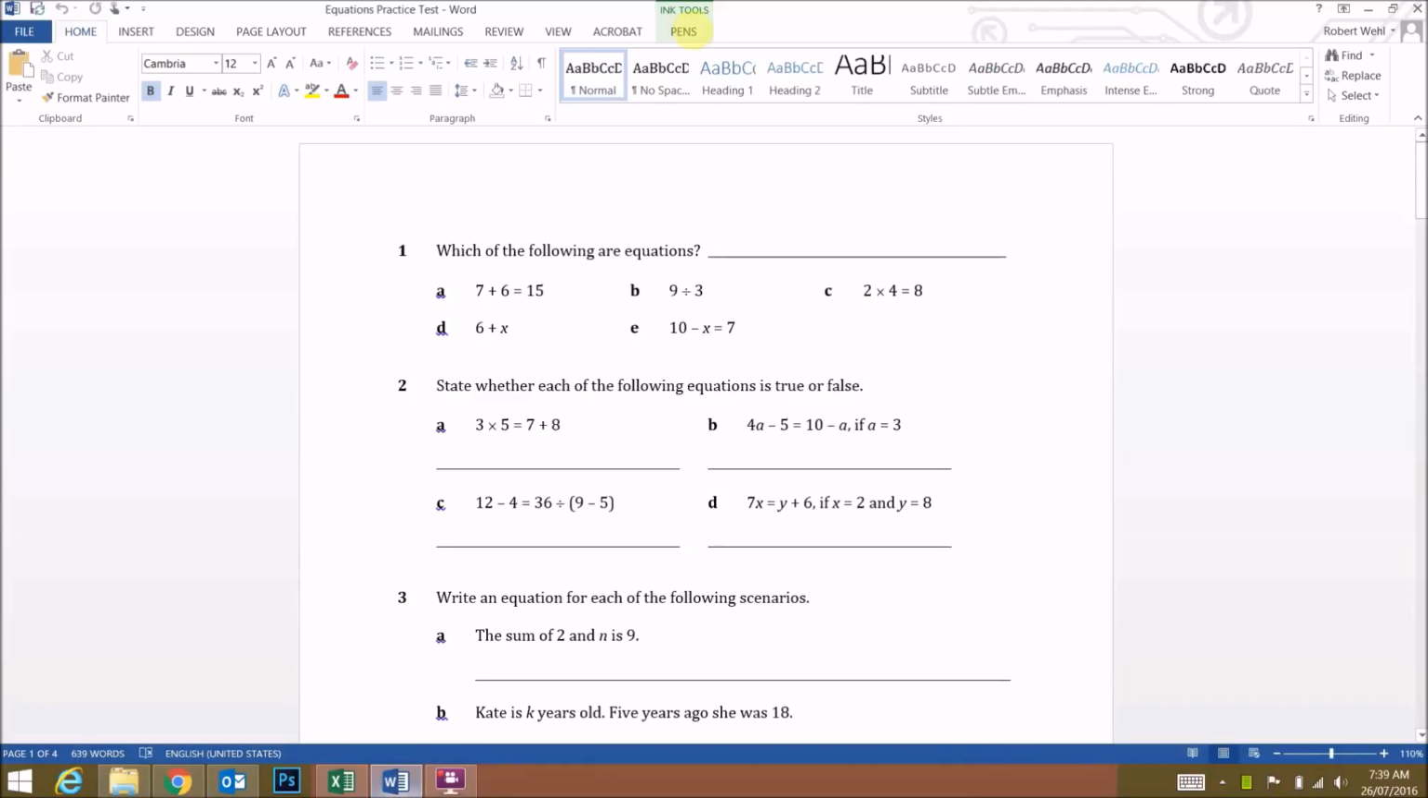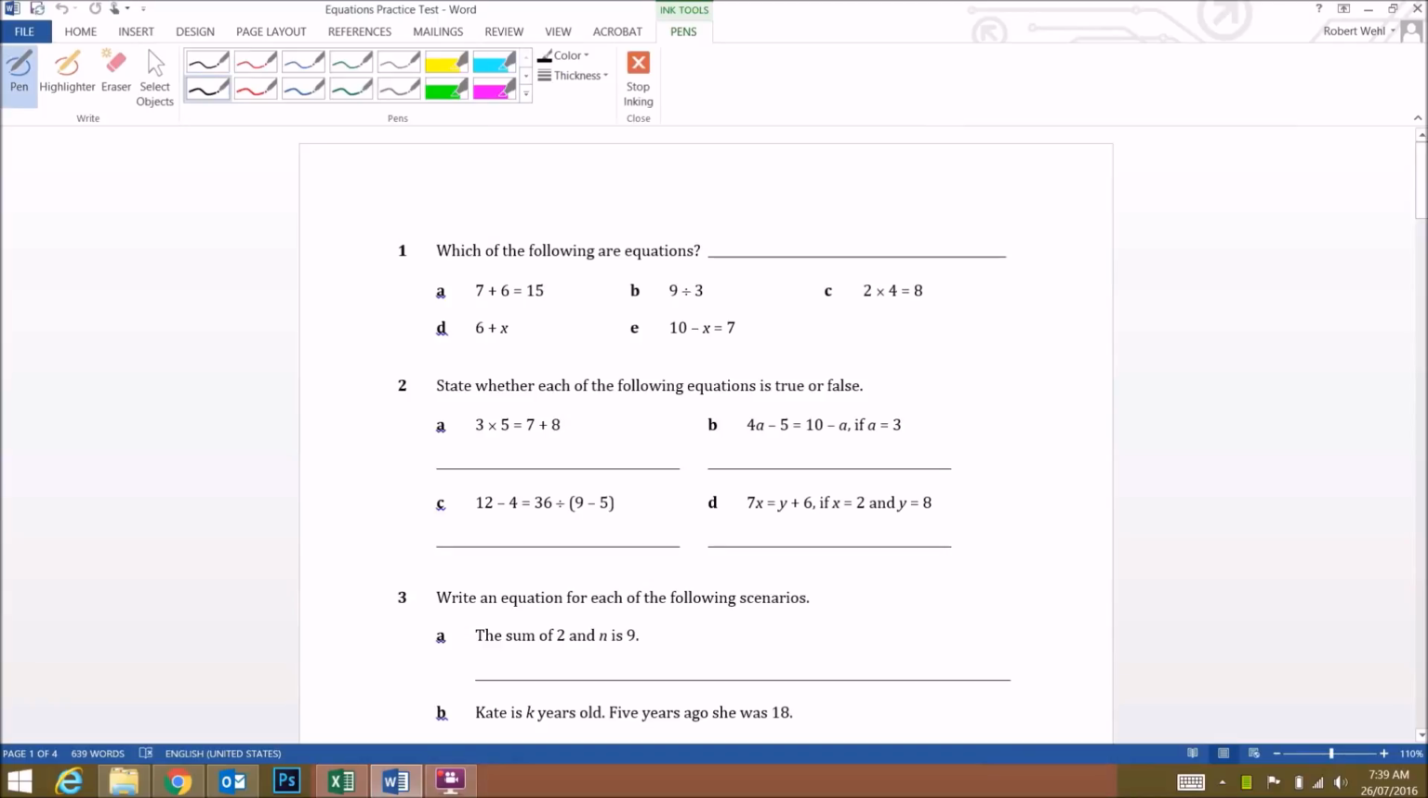Okay, so we're having a look at the equations algebra test. So let's have a look at these questions. Which of the following are equations? For an equation to be an equation, it must have an equal sign. If it doesn't have an equal sign, then it is not an equation. So in this instance, A has an equal sign, C has an equal sign, and so does E. So A, C, and E are equations.